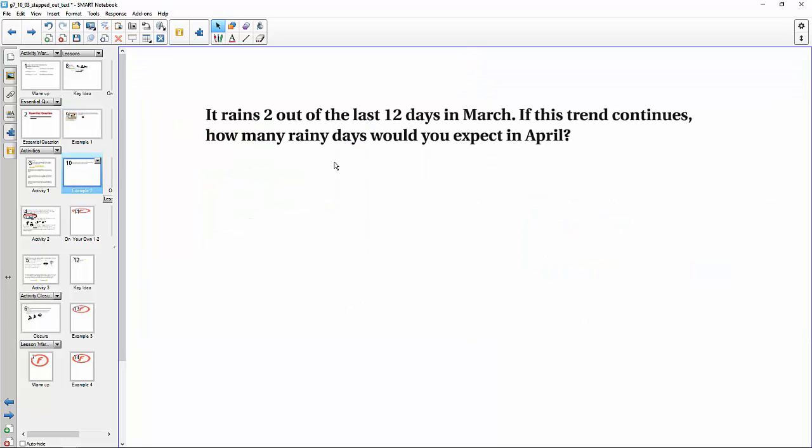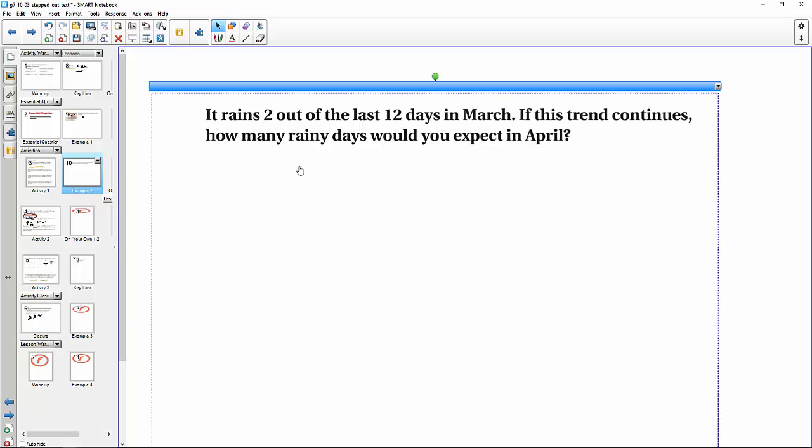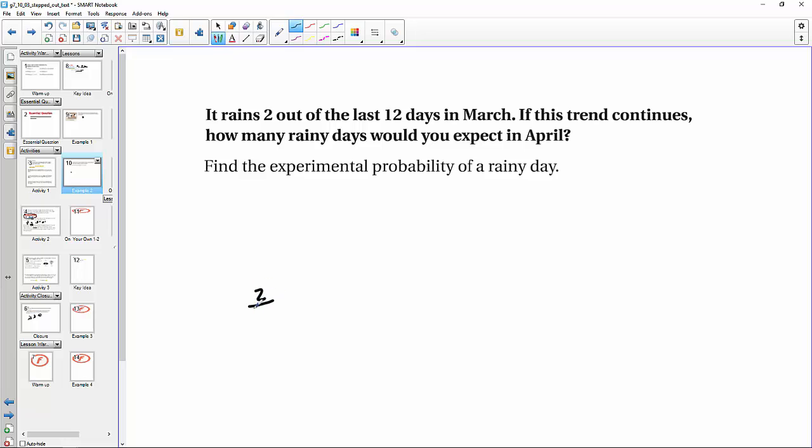It rained 2 out of the last 12 days in March, so I take 2 divided by 12. And I could do this real quickly. I could go through and multiply this now by 30 because there's 30 days in April. Just want to show you something. If I would do this, I would have 60 over 12, which equals 5. So I'm expecting that it's going to rain like 5 days of the month out of 30.